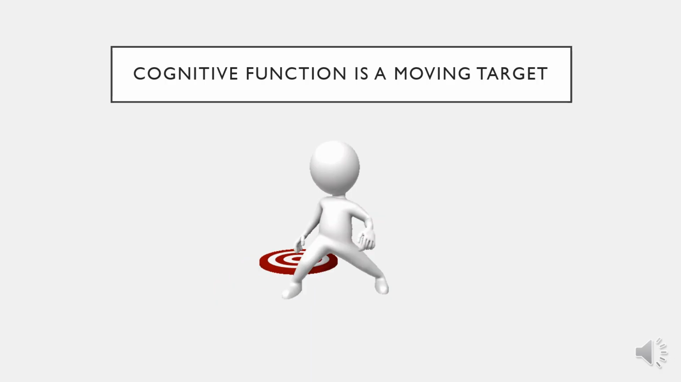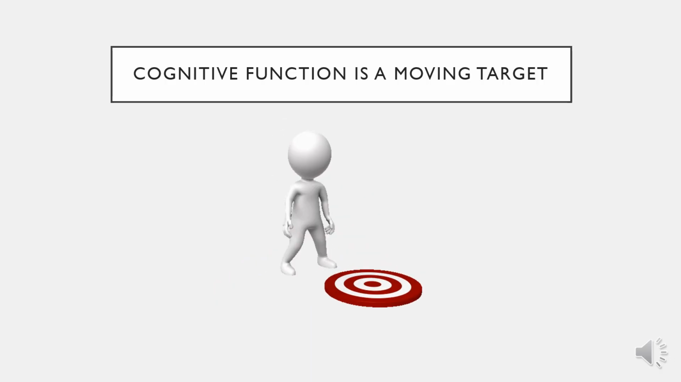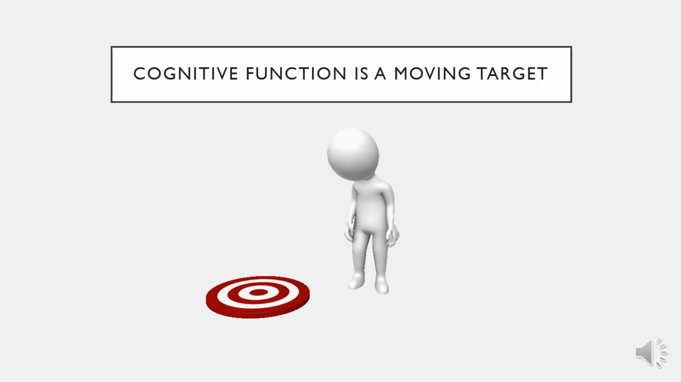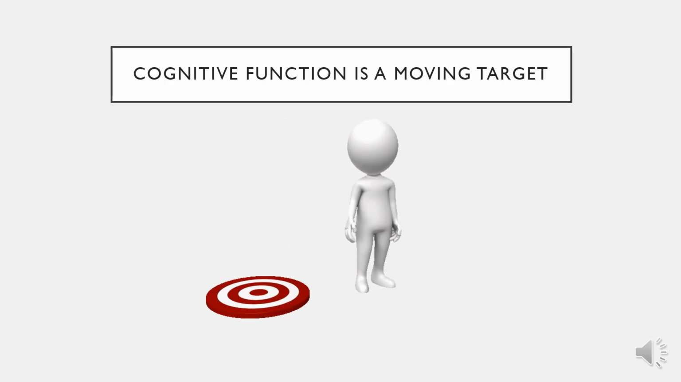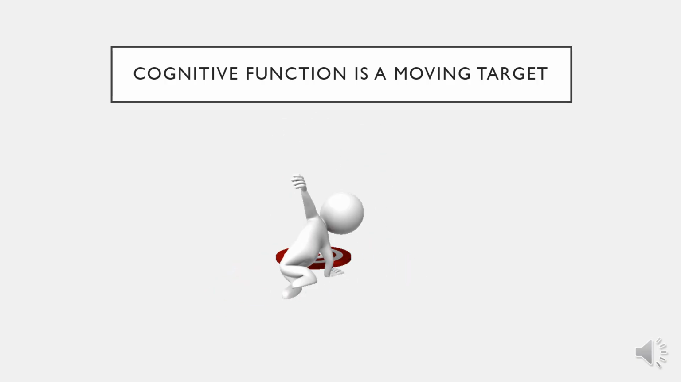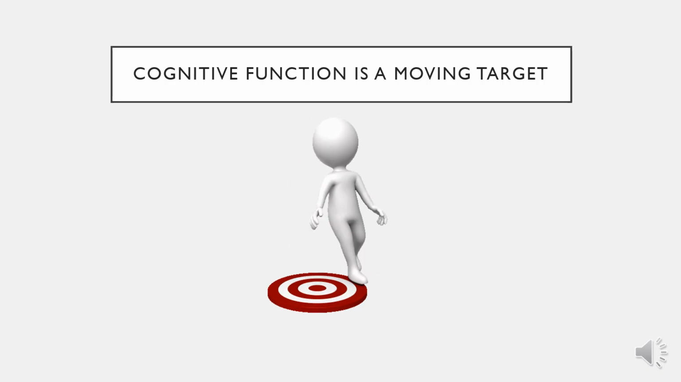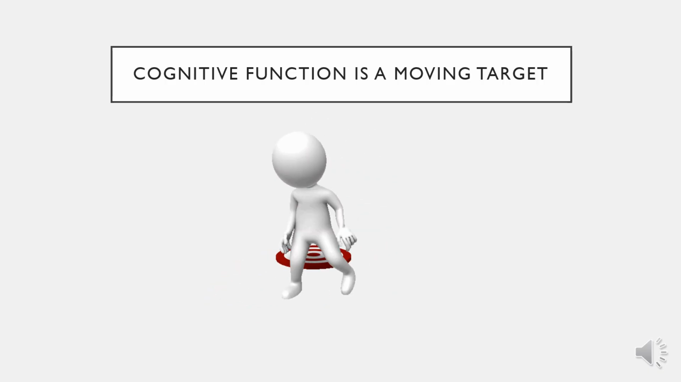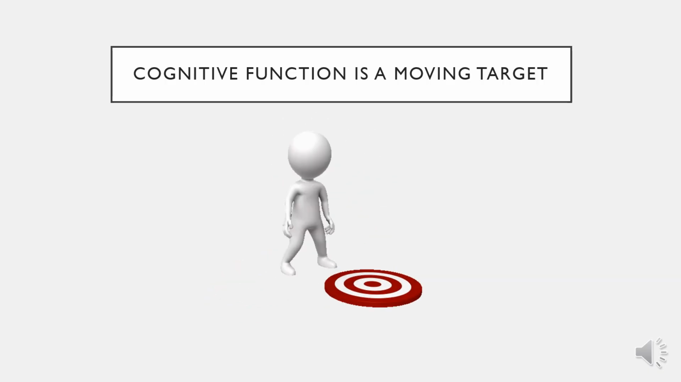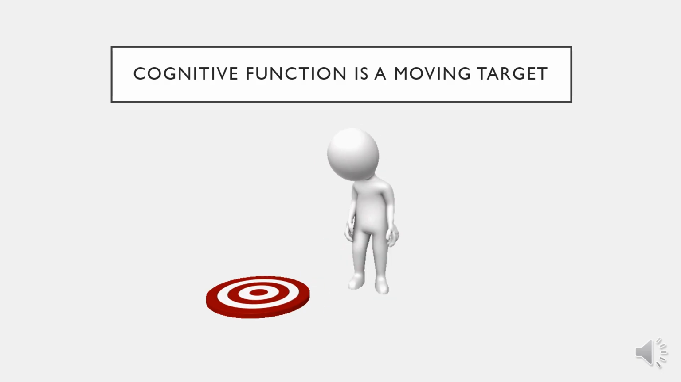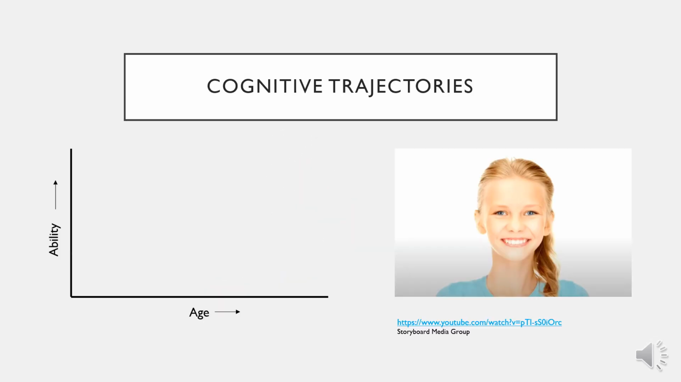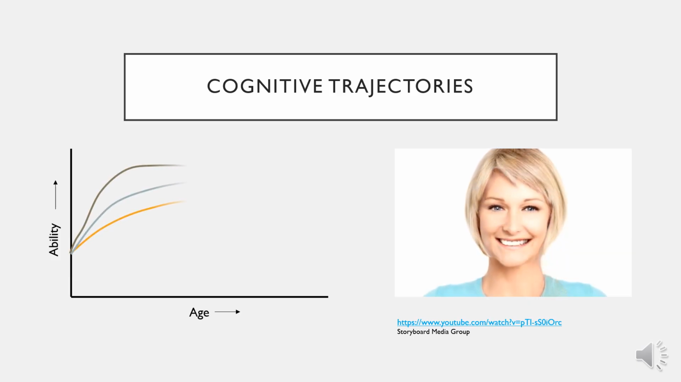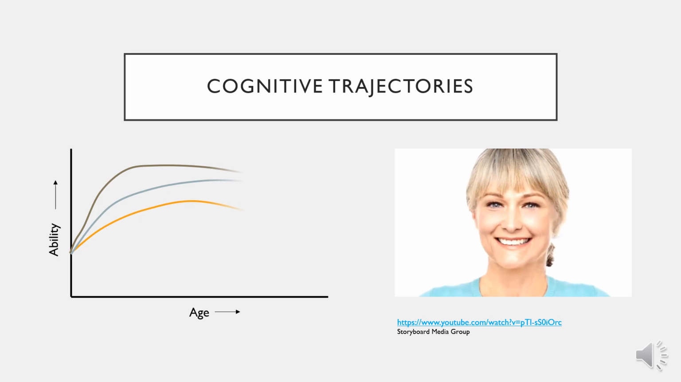The reason we need to use standardized tests to monitor and measure cognitive function is because it changes throughout our lifetime. It's a constantly moving target. The things we're good at and the things that we're not quite so good at change as we grow up, as we develop, as we mature, and as we age. It's always on the move. Each cognitive function develops and declines at different rates across the lifespan.